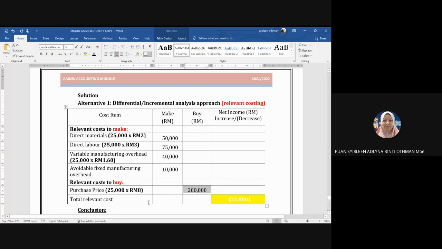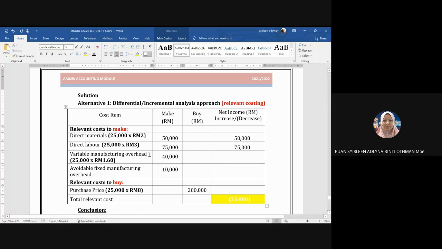Okay. Boleh eh? Okay. So ini you ada make. Lepas tu buy you ialah kosong. So your net income is either increase or decrease. That means make minus buy. So nilai dekat situ ialah RM50,000. Okay, 50,000 minus kosong. Okay, and then you ada make for direct labor 75,000 by kosong. So your net income is 75,000.